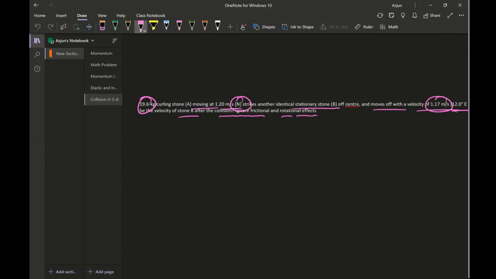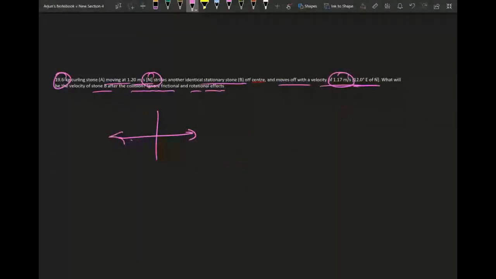So how are we going to simplify this question? We are given that in this, a 19.6 kg curling stone. Okay, let me expand the screen first of all. That's better.